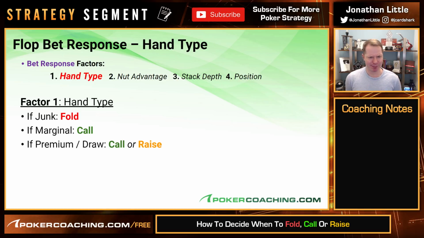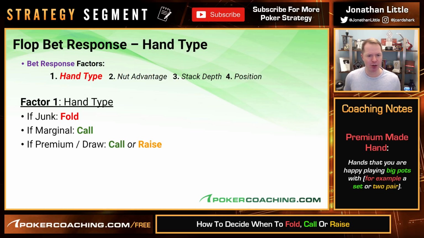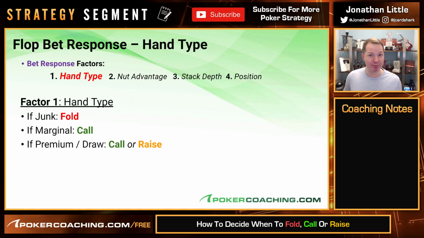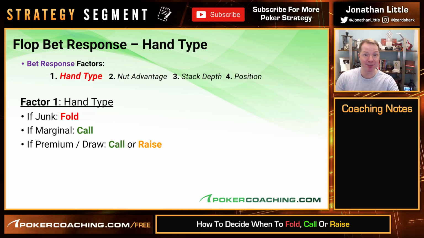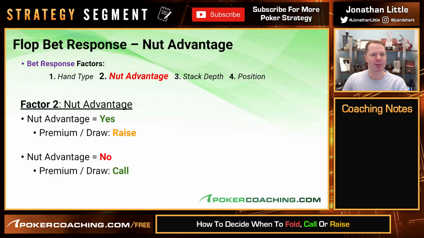And then, if you have a premium hand or a draw, you're usually going to call or raise, depending on the other factors. A premium hand is usually a hand that you're happy getting a lot of money in with, like a set or 2 pair or a straight or an overpair. And a draw can vary in strength from a really, really good draw, like a straight flush draw or overcards with a flush draw, all the way down to a really junky draw, like a bad gut shot, or even 2 overcards with a backdoor flush draw.